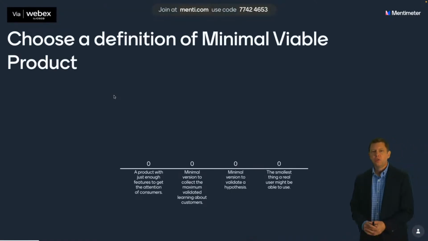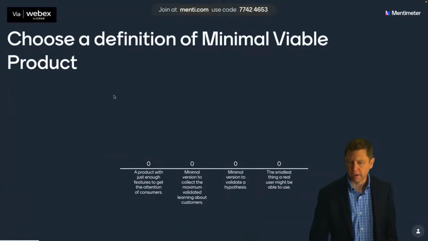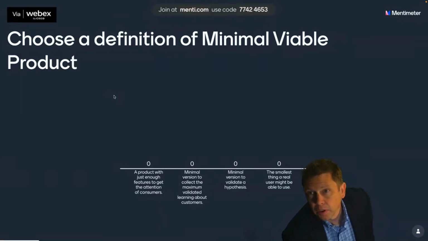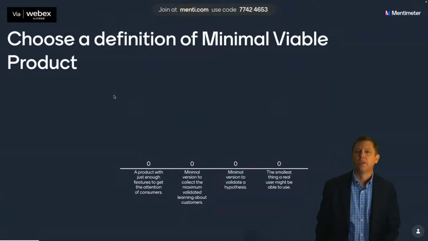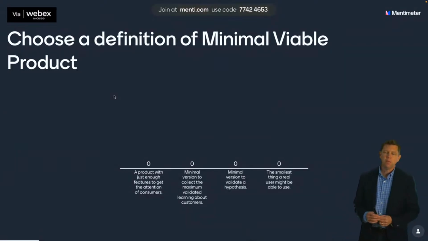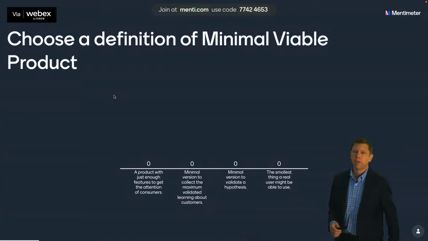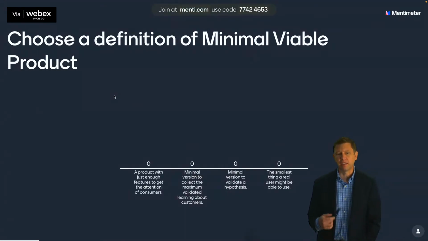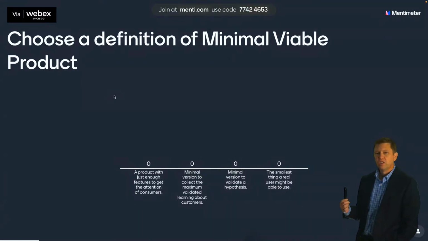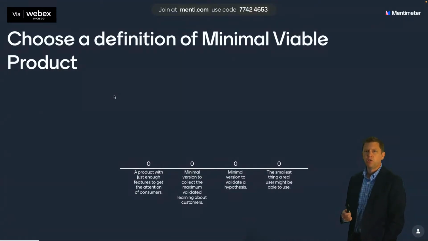So let's look at a question for you. Choose a definition of minimally viable product. I'll paste the link in there. So how would you define a minimally viable product? These are all definitions that I found in various places for an MVP, so it's not like there's a right or wrong answer. Just what do you see? How would you define an MVP?